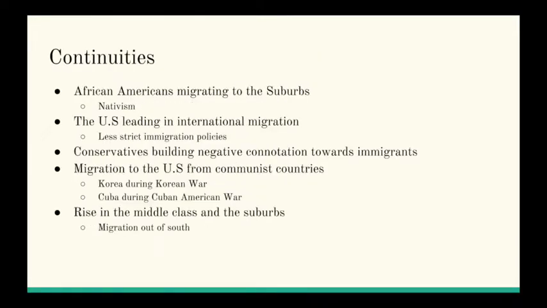Some continuities we can see in Unit 8 can be the African Americans migrating to the suburbs due to nativism. This increase in nativism caused the affluent whites living in the suburbs to exclude them with racial prejudices, leaving an unequal amount of African Americans and whites in the suburbs.